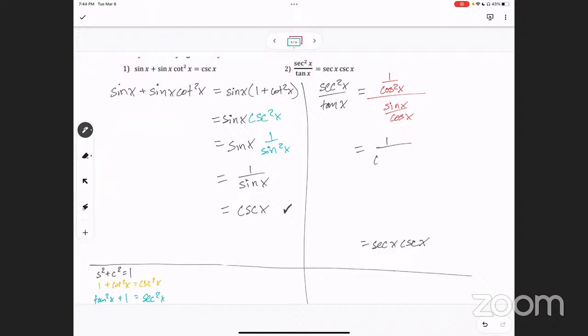So I'm going to write 1 over cosine squared x times cosine x over sine x. Multiply by the reciprocal. And what happens now? It's going to turn into 1 over cosine x times 1 over sine x, which equals secant and cosecant. Yeah, perfect.